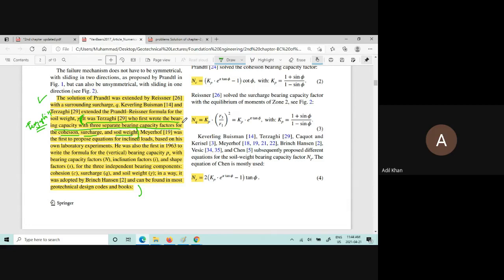Meyerhof was the first to propose an equation for inclined loads based on his own laboratory experiments. He was also the first, in 1963, to write the formula for the vertical bearing capacity q_v with the bearing capacity factor N, inclination factor i, and shape factor s for the three independent bearing components: cohesion c, surcharge q, and soil weight gamma. In a way, it was adopted by Hansen and can be found in most geotechnical design codes and books.